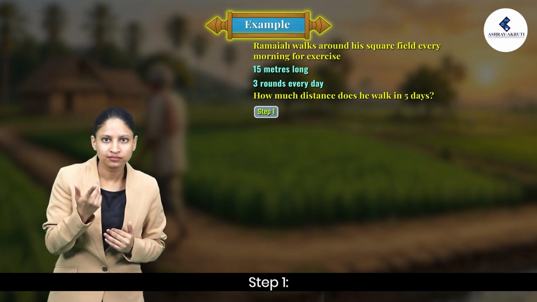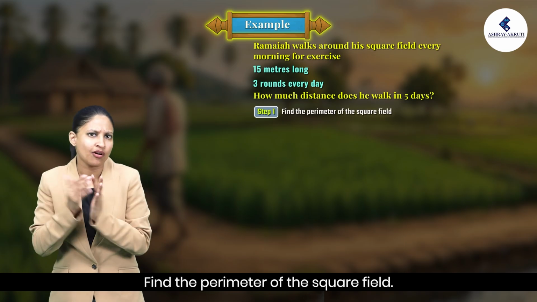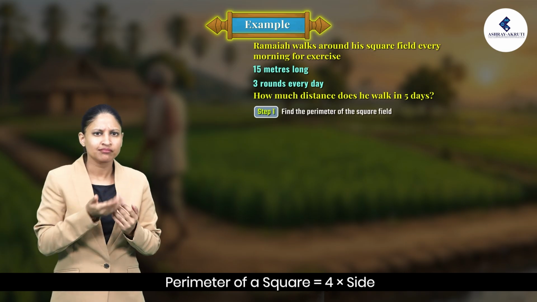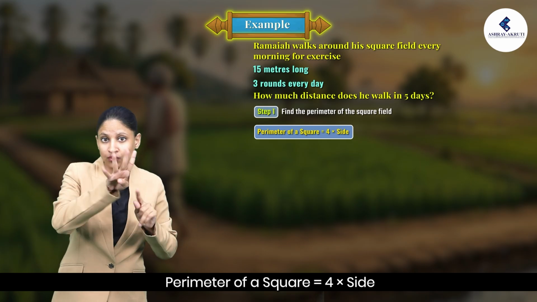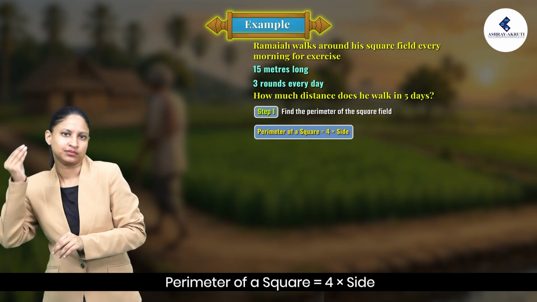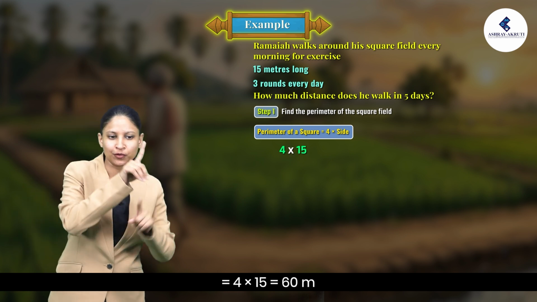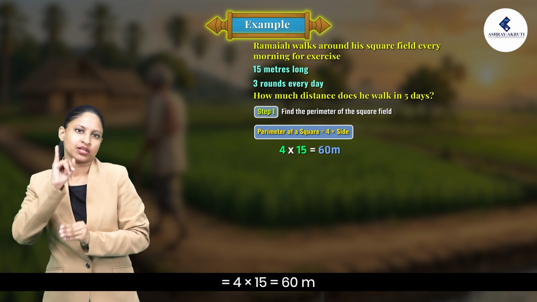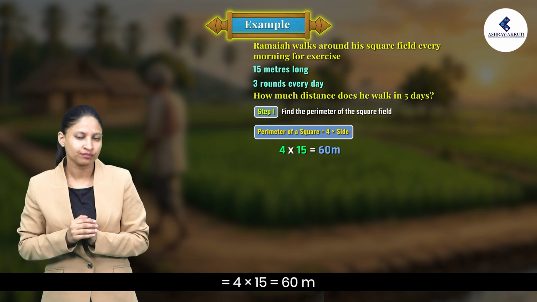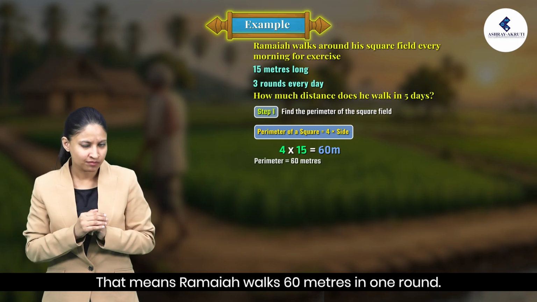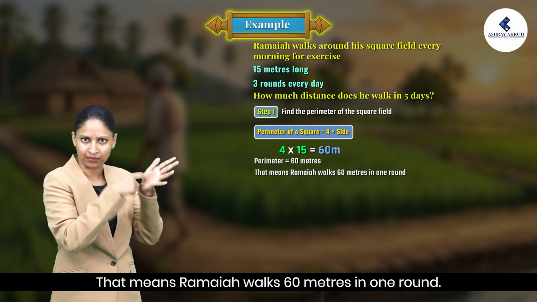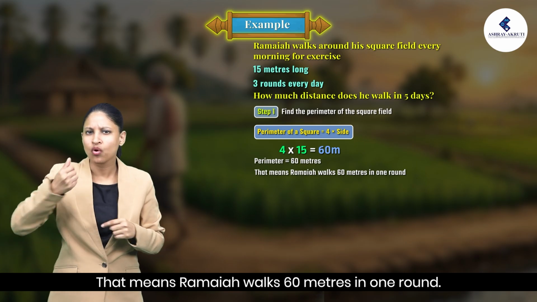Step 1. Find the perimeter of the square field. Perimeter of a square is equal to 4 into side. 4 into 15 is equal to 60 meters. So the perimeter is equal to 60 meters. That means Ramaiah walks 60 meters in 1 round.